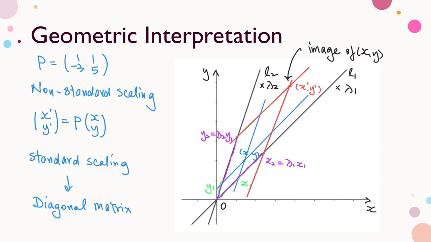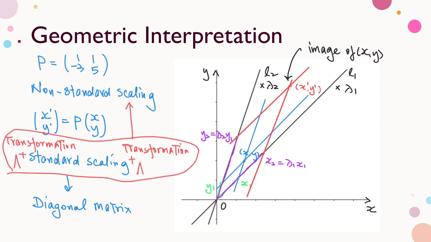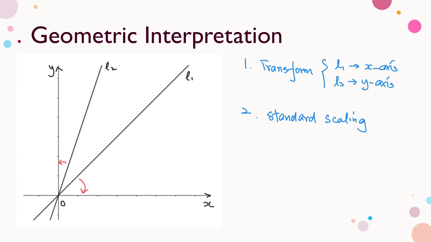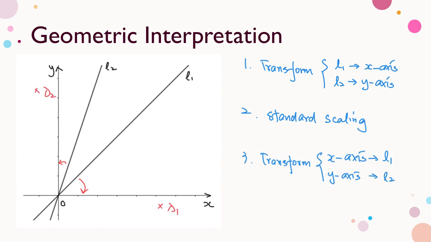According to the discussion in my previous video, a non-standard scaling can be done by taking a suitable transformation before and after the standard scaling. In other words, convert the non-standard scaling into the standard scaling. 3 transformations are involved. Step 1. Transform the lines L1 and L2 to the x-axis and y-axis respectively. Step 2. Take the standard scaling. Step 3. Transform the x-axis and y-axis back to the lines L1 and L2 respectively.